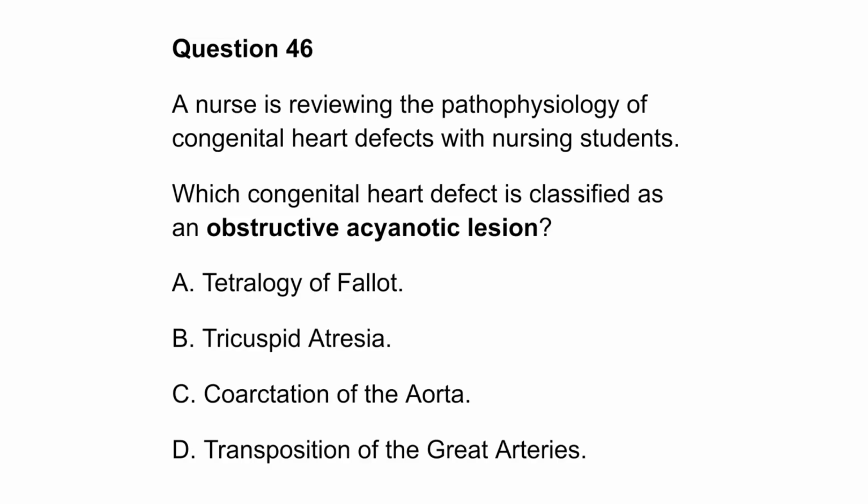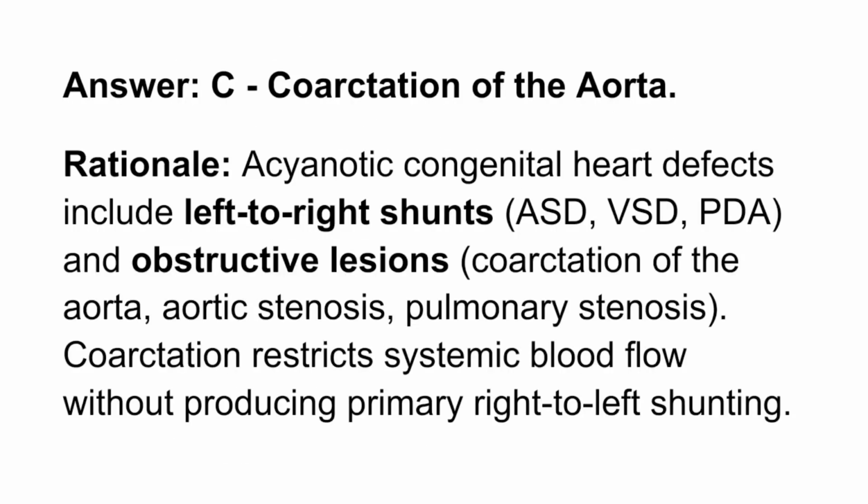A. Tetralogy of Fallot. B. Tricuspid atresia. C. Coarctation of the aorta. D. Transposition of the great arteries. Answer. C. Coarctation of the aorta. Rationale. Acyanotic congenital heart defects include left-to-right shunts, ASD, VSD, PDA, and obstructive lesions, coarctation of the aorta, aortic stenosis, pulmonary stenosis. Coarctation restricts systemic blood flow without producing primary right-to-left shunting.